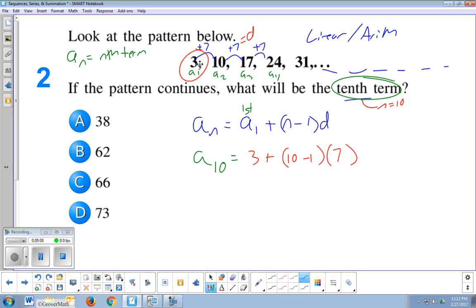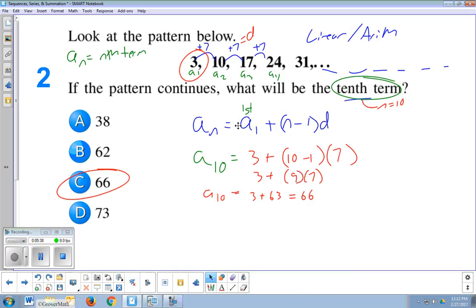And so just by looking at this, I got two important things. I knew the first term was 3, and the pattern, the common difference, was 7. And so I just simplify this out here. 10 minus 1 is 9, times 7 is 63, plus 3 is 66. So a sub 10 equals 3 plus 63, which equals 66. All right, so that's using the explicit arithmetic linear formula: first term plus n minus 1 times d.